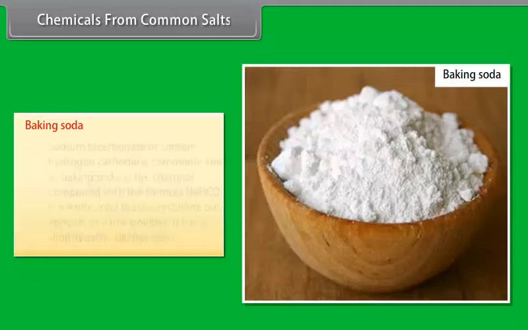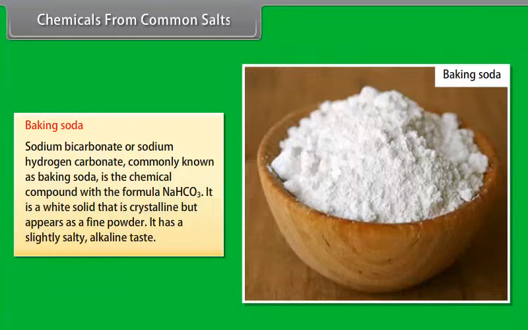Baking soda. Sodium bicarbonate or sodium hydrogen carbonate, commonly known as baking soda, is the chemical compound with the formula of NaHCO3. It is a white solid that is crystalline but appears as a fine powder. It has a slightly salty alkaline taste.